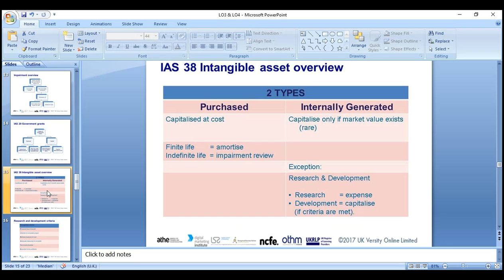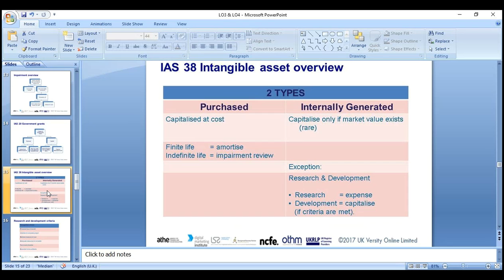When we are buying other companies, we are paying money. Their net asset, suppose, is 100,000, but we are paying 120,000. Why are we paying 120? We are paying an extra 20,000 due to their goodwill. So purchased goodwill is quite easy. We can capitalize it in our books of account as goodwill. It has a finite life or indefinite life, and we need to amortize it and do an impairment review.